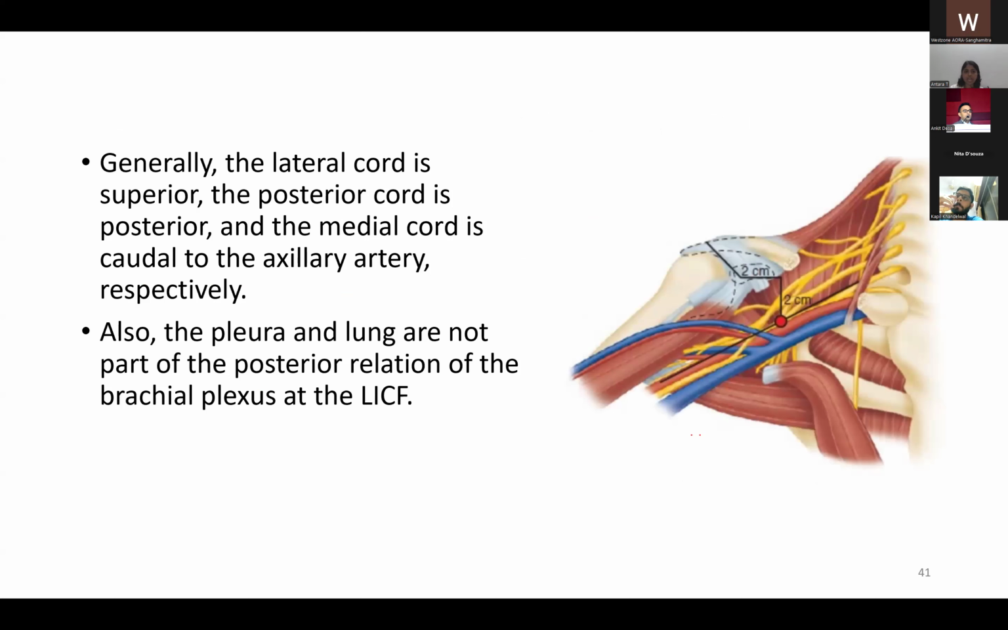In this, the lateral cord lies superior to the axillary artery, the posterior cord lies posterior, and the medial cord lies caudal to the axillary artery. Caudal to the medial cord, we see the axillary vein. Also to note that the pleura and lung are not part of the posterior relation of the brachial plexus at the lateral infraclavicular fossa.